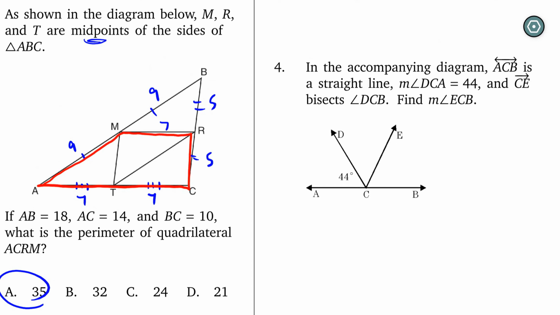Number 4 tells us that we have 2 bisected angles, so these 2 smaller angles are the same. We just don't know how big they are. So I know the whole thing is 180, so if I subtract away the 44, I get 136. That 136 is split between 2 equal-sized angles, so each would be 68 if I divide the 136 by 2.